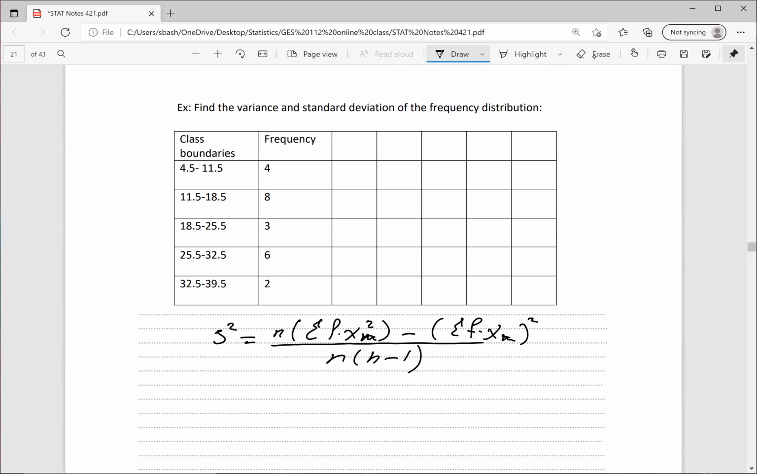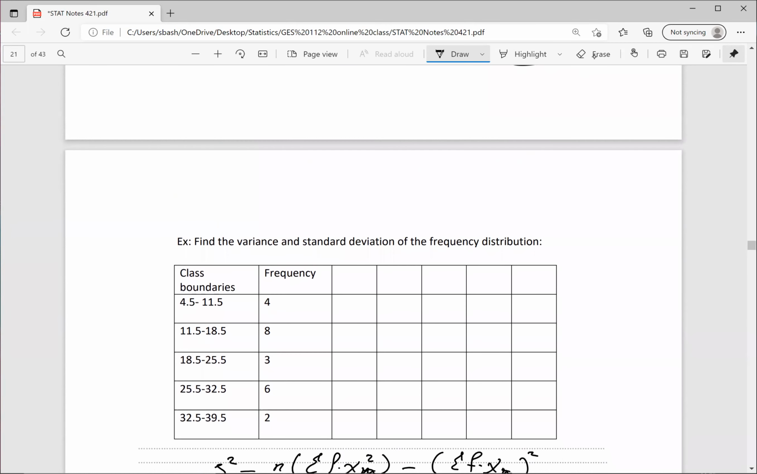I need to find the variance and the standard deviation of the frequency distribution. We are given 5 classes with the frequencies. So in the first step, we have to find the midpoints. The midpoint is just the lower boundary plus the upper boundary divided by 2. I have 4.5 plus 11.5.